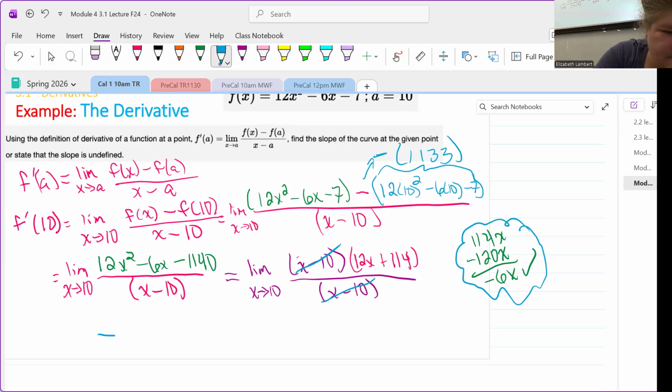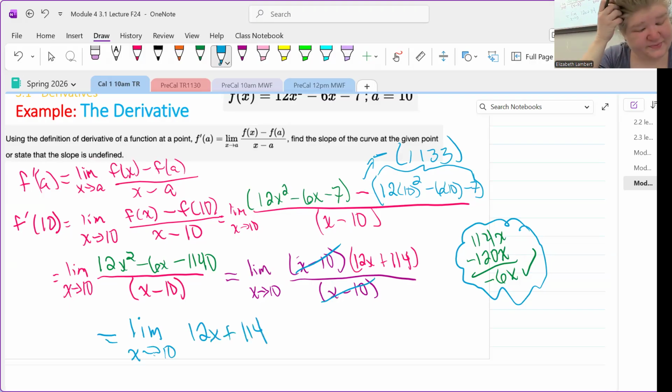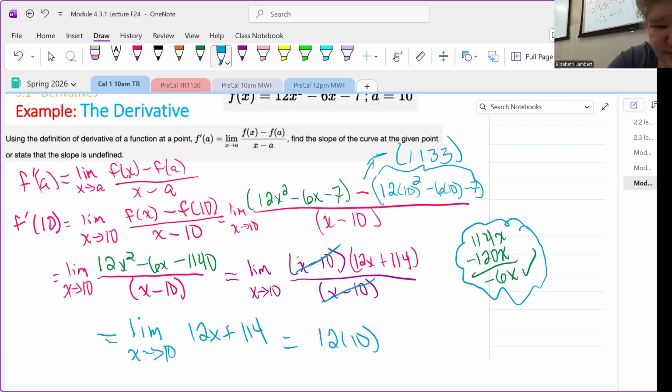So now my line work says the limit as x approaches 10 of 12x plus 114. Now what do we do? Yep, we plug in 10 because we're just doing a limit. This is a nice continuous function, so we can just put the 10 in there. So 12 times 10 plus 114. So it's that, 234.